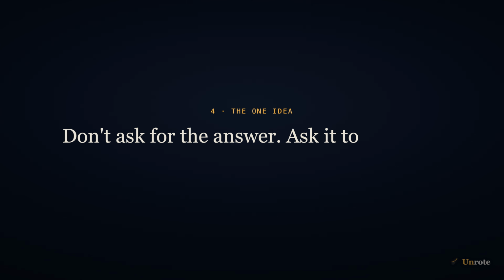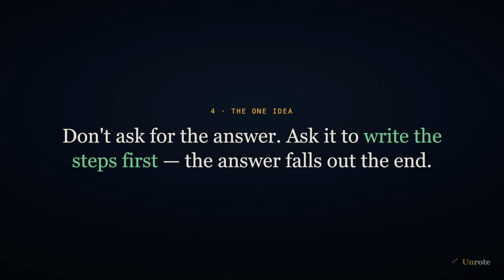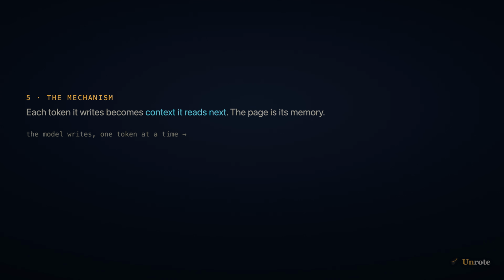So here's the whole idea. Before it answers, ask the model to write out the steps. Literally add the words, let's think step by step. Instead of jumping to a number, it spells out the work first, and the answer falls out at the end. That's chain of thought. But why would writing the steps change anything?